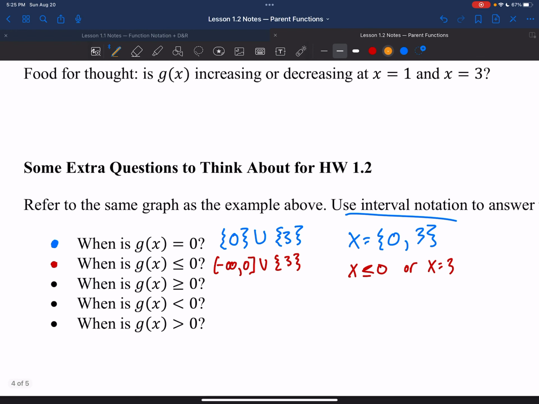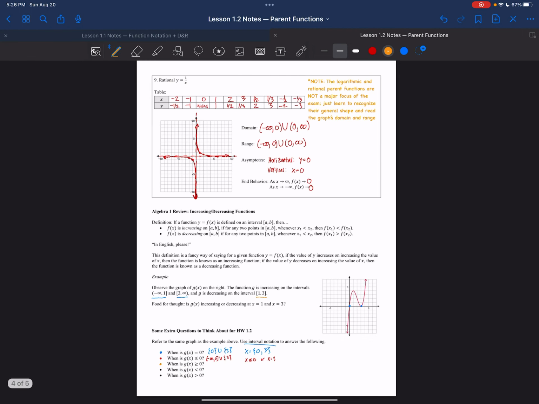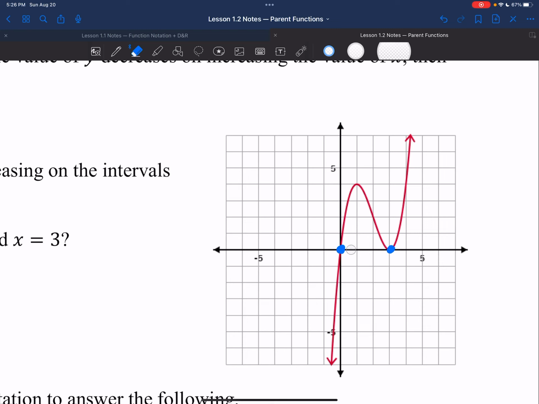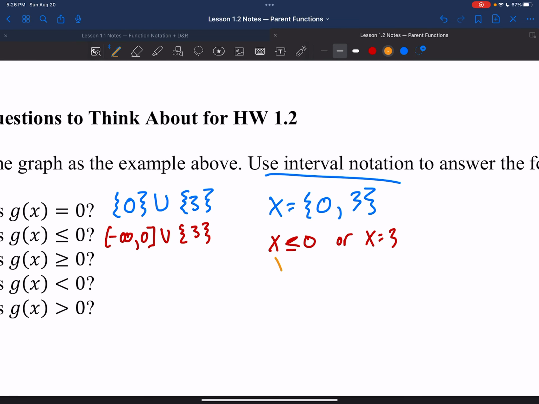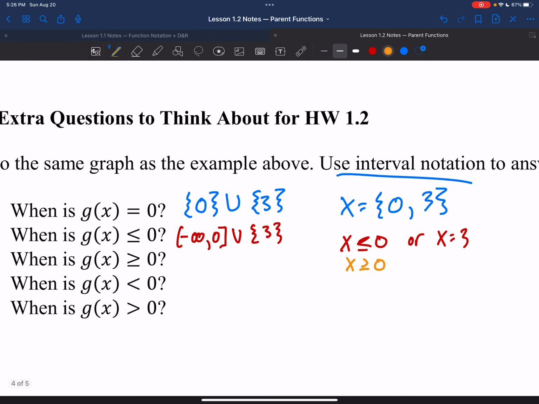Then the next one. It says, when is g of x greater than or equal to 0? So I'd look at this. To be equal to 0 would mean you could still equal these 2 points, but to be greater than would be above the x-axis. So this is above, this is above, this is above, and so forth. It looks like from 0 and onward, we're above the x-axis or equal to 0. So we could just say x is greater than or equal to 0, or bracket 0 to infinity is how that would go.